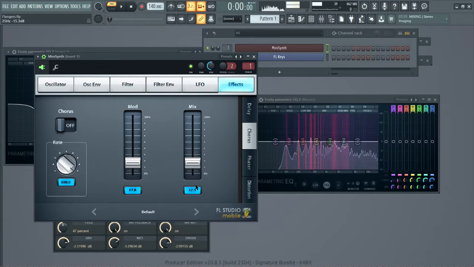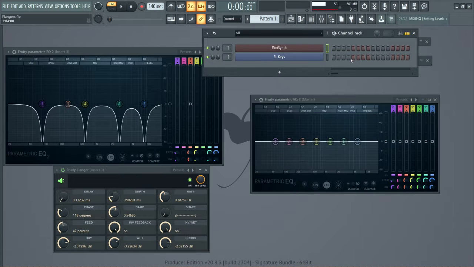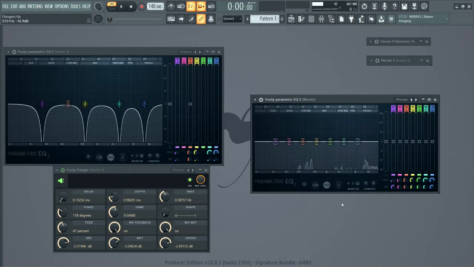But if you understand Fruity Chorus, you would understand how to use this chorus effect because it's a lot simpler. I realized that I did not go over it in the last video. So, whoops. In any case, on to talking about flangers.